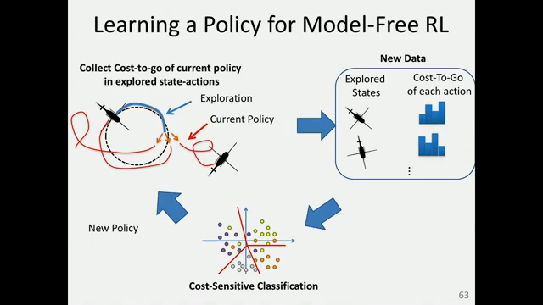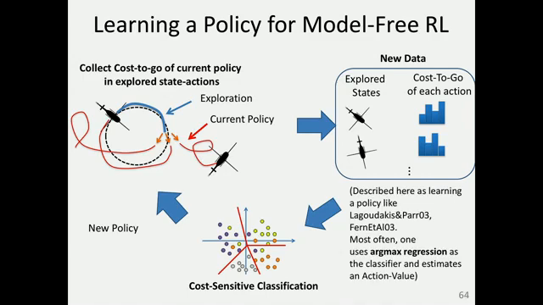For each of those actions, we measure the cost to go. What's the total cost along the trajectory that results from simulating forward the current policy? And then we get a data set, which looks like, here's an explored state, here is a cost to go for each possible action. And then we hand it off to a cost-sensitive classifier. And the cost-sensitive classifier's job is to say, if I'm in this particular state, what's the best control I can pick that will minimize the cost function? Okay? It's usually not phrased this way.